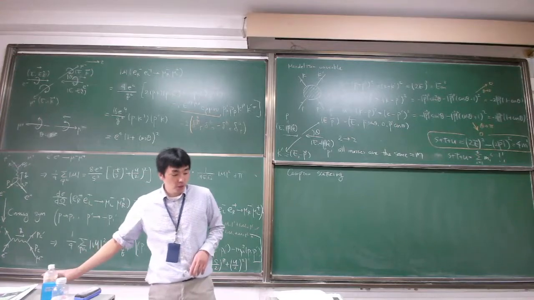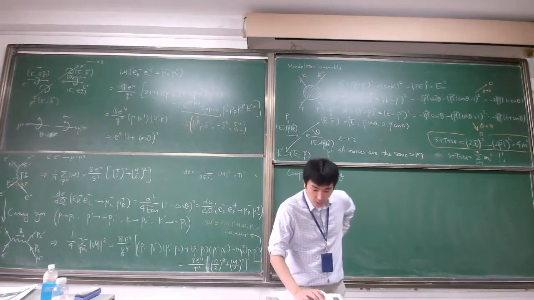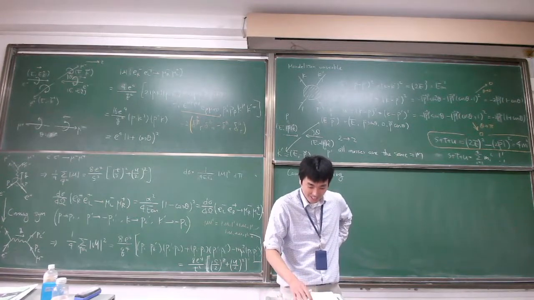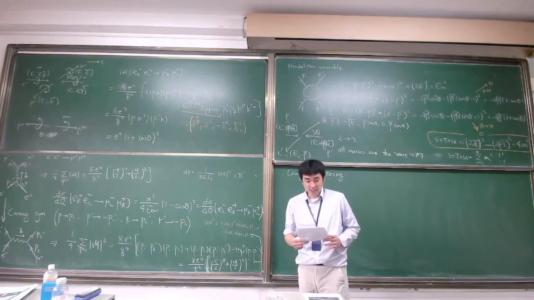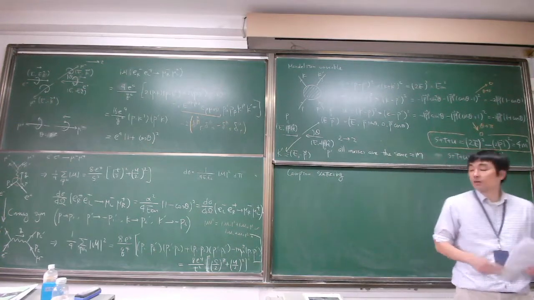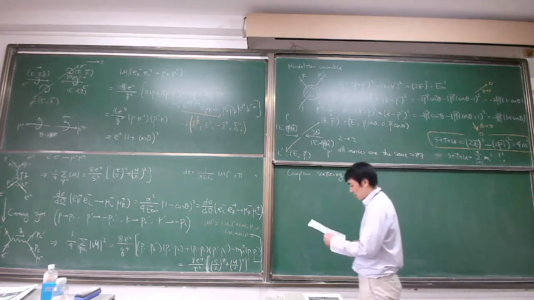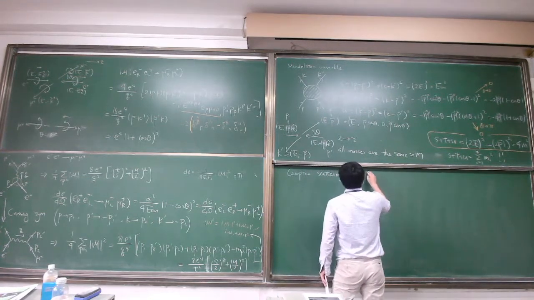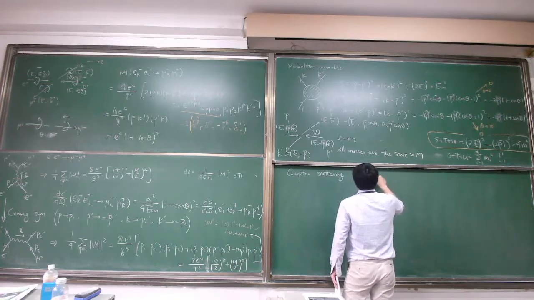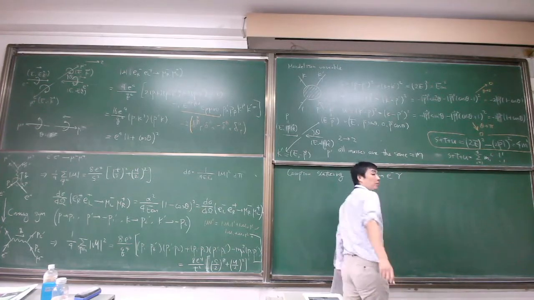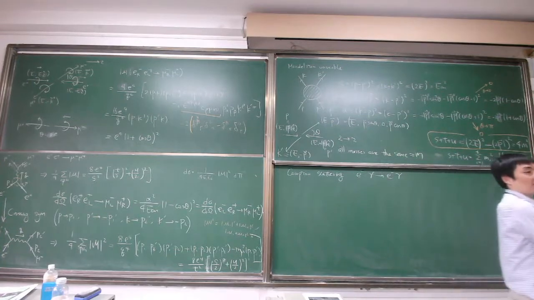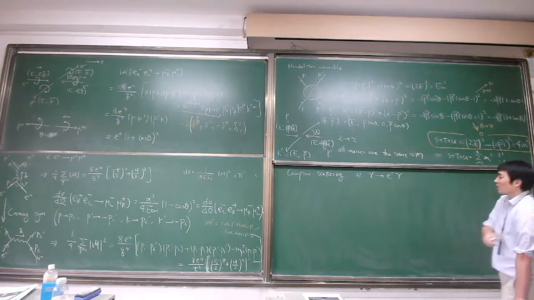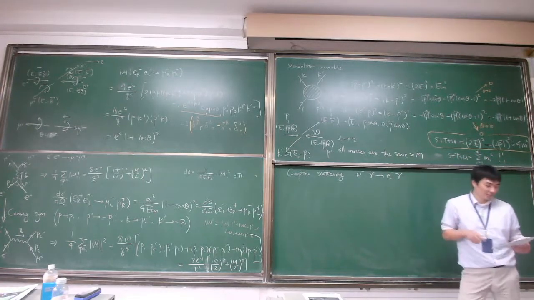So let's resume. Compton scattering. Compton scattering is also very important at tree level. It is e minus gamma goes to e minus gamma. Gamma means what? Photon. So gamma always stands for photon. It's not the gamma matrix.